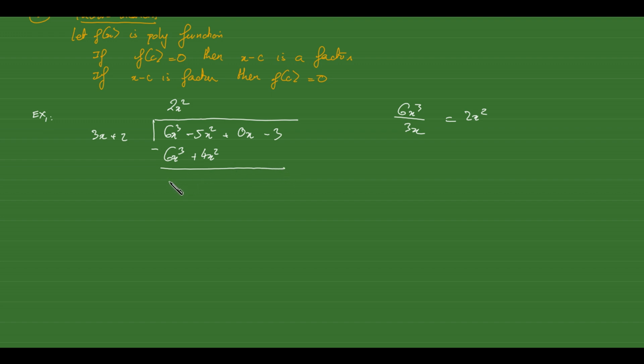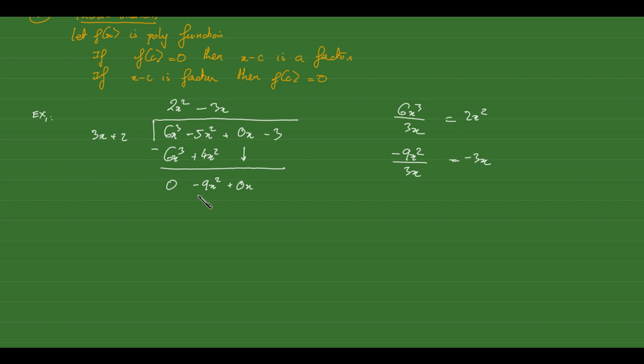Now do the subtraction, which gives you 0 for the first term, and negative 5 minus 4 is negative 9x squared. You subtract the whole thing. I drop the next term down, one by one, and keep going. Negative 9x squared divided by 3x gives you negative 3x.